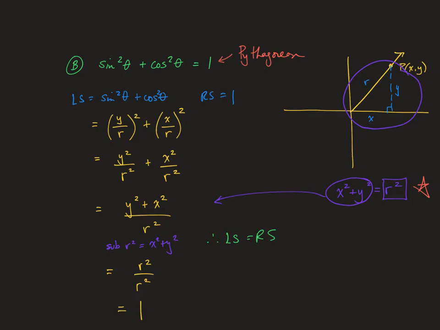So, you now have your two tools. You have your quotient identity, you have your Pythagorean identity, and those are the two tools that we can use to go through and solve other identities.